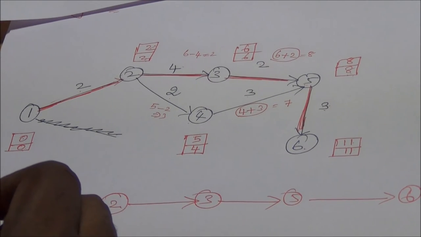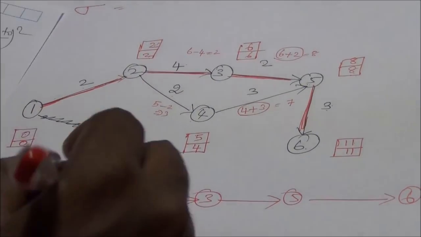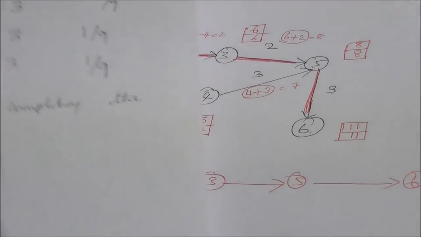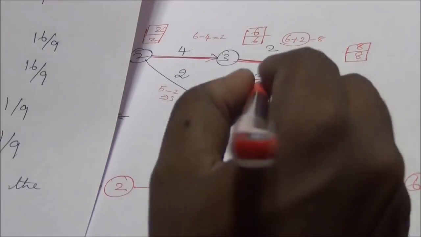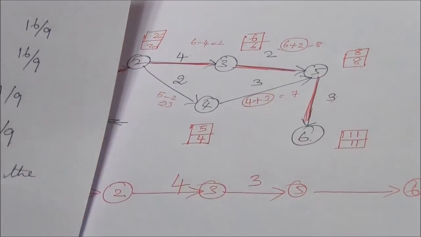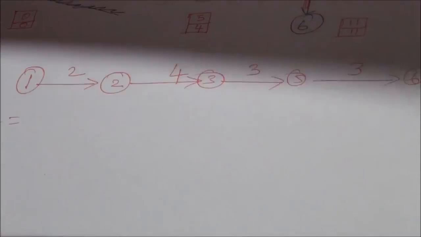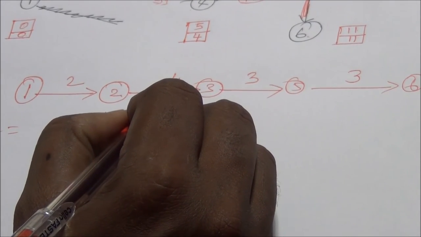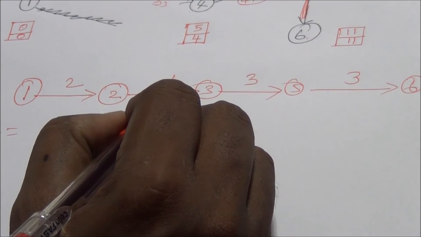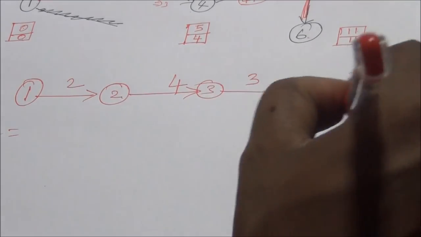And now the estimates for the variance. From 1 to 2 we have 2, from 2 to 3 we have 4, from 3 to 5 we have 3, from 5 to 6 we have 3. So the value is 2 plus 4 is 6, 6 plus 6 is 12.